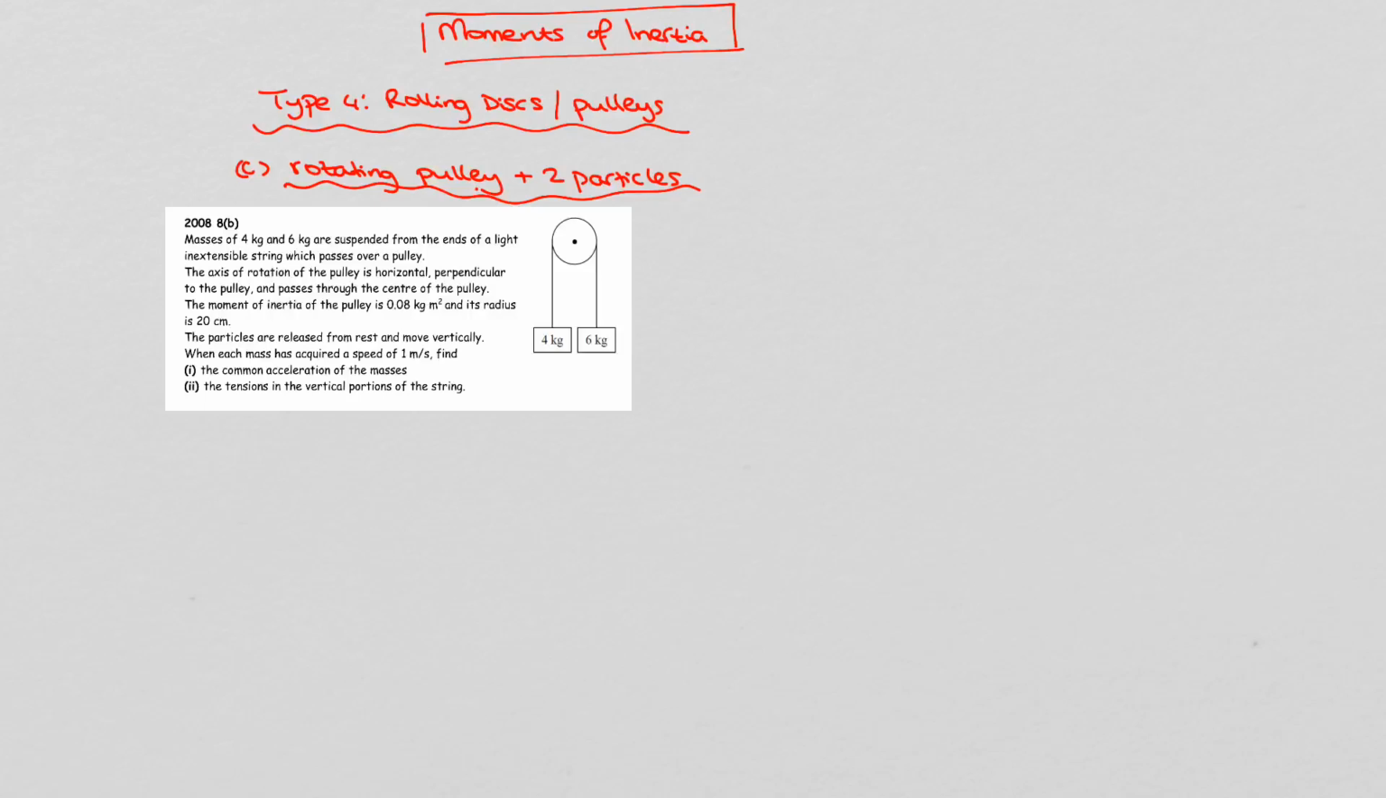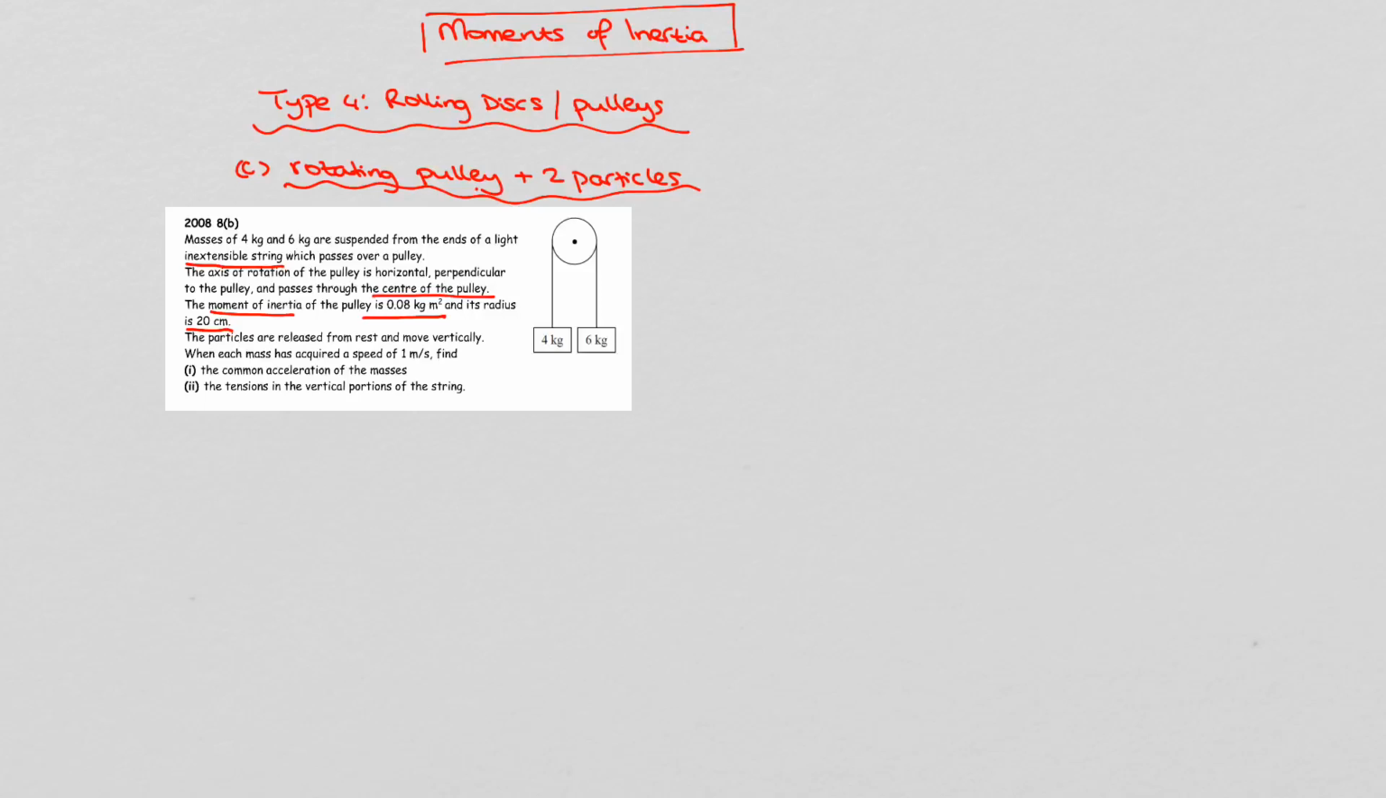So here we have 2 masses, 4 and 6 kilograms, suspended from a light, inextensible string, so it's not going to be bouncing around, and it's passing over a pulley. We're told the axis of rotation of the pulley is horizontal, perpendicular to the pulley, and passes through the centre of the pulley. The moment of inertia of the pulley is actually given to us this time, so we don't need to work that out. And we're told that the radius is 20 centimetres. Of course, if the radius is 20 centimetres, we're going to need to change that into metres, because the moment of inertia is given in terms of metres squared.